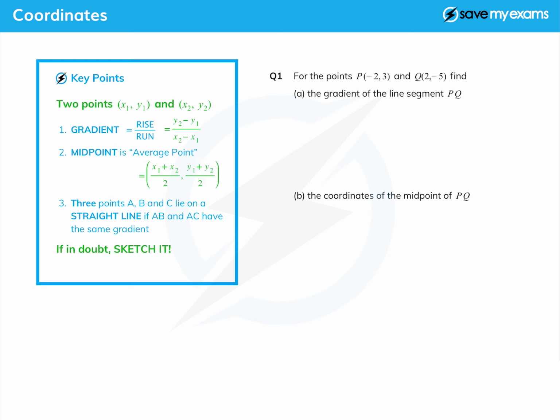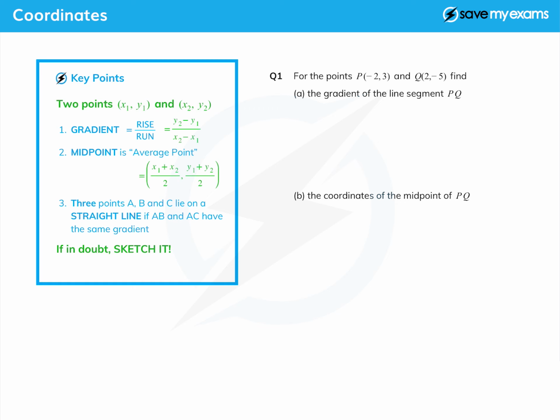And then the difficult thing you might be asked to do is show that 3 points, A, B and C, lie on a straight line. The way to do that is to find the gradient of AB and the gradient of AC and make them equal to each other. You may just be asked to show they lie on a straight line, or you may be asked to use that fact. Either way, the gradient of AB and AC are equal. And as ever with these sorts of questions, if you're not sure what's going on, sketch it and it might give you a better idea.